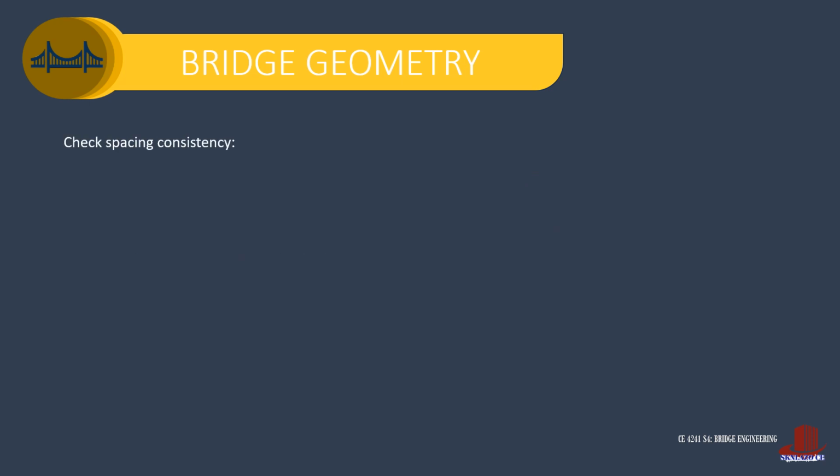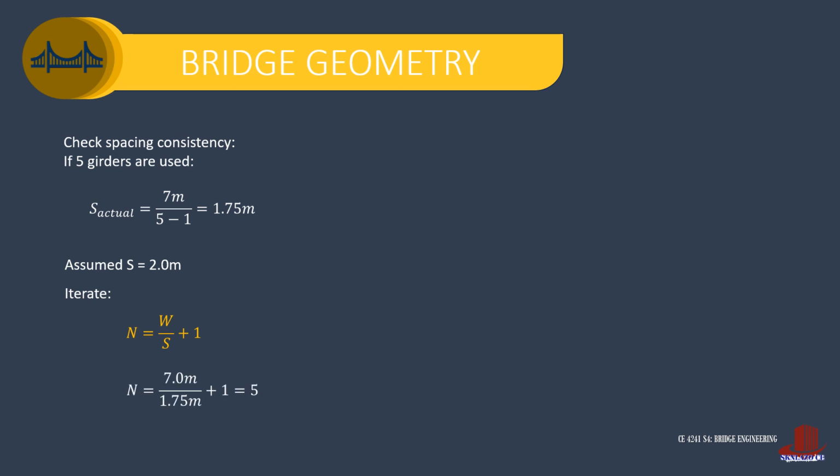Now let's check spacing consistency. If 5 girders are used, the actual girder spacing is 7 meters over 5 less 1 girders, and that is 1.75 meters. This is different from the assumed spacing of 2 meters, so we need to iterate. Let's use the actual spacing of 1.75 meters and solve for the number of girders. That is 7 over 1.75 plus 1, which gives 5. This is the same quantity as what we got earlier, so we have finalized the number of girders as 5.